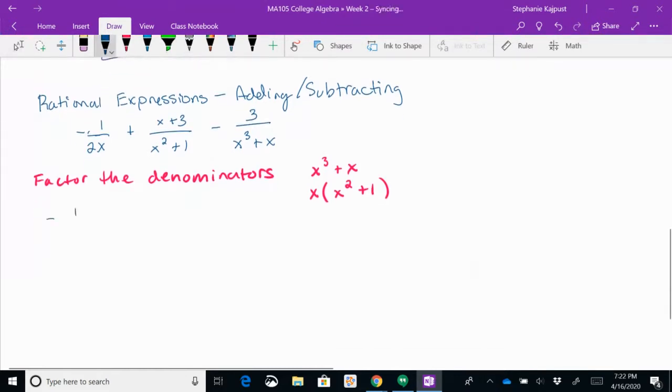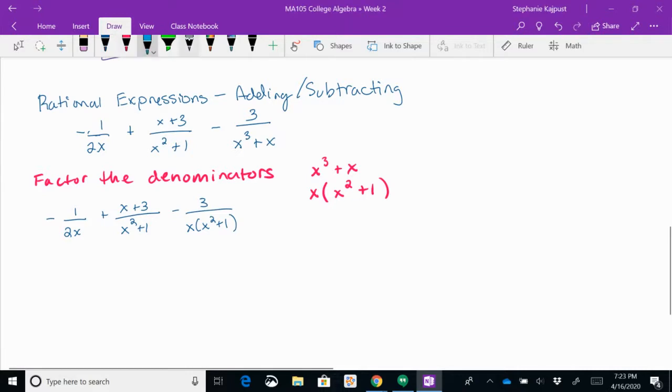I have a negative 1 over 2x plus x plus 3 over x squared plus 1 minus 3 over x times x squared plus 1. So I factored that last denominator. Now we need to get them to have a common denominator, and we do this by multiplying by whatever is missing. If it's present in one denominator, we have to add it in the other denominators.